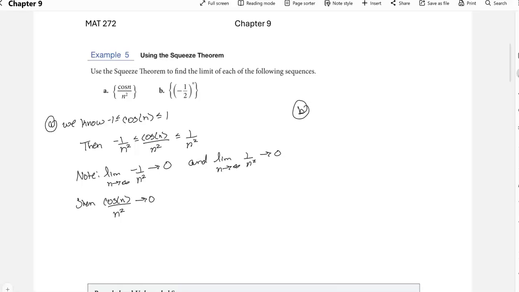So let's see what we can think about this guy. Would you agree that this is an alternating sequence? If n is 1, I'm going to get a negative. If n is 2, it's going to get positive. If n is odd, it's going to give me a negative. If n is even, it's going to give me a positive. So let's see if we can wedge this between a negative sequence and a positive sequence.